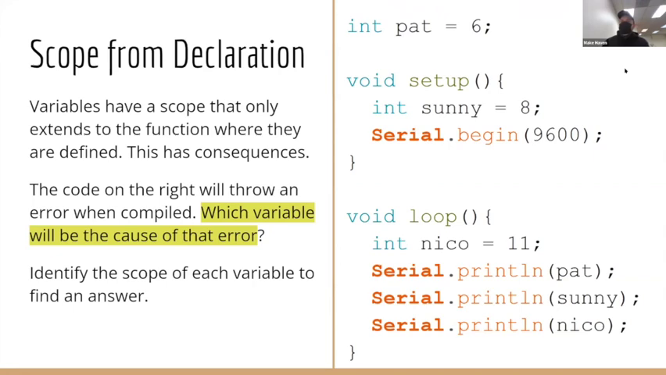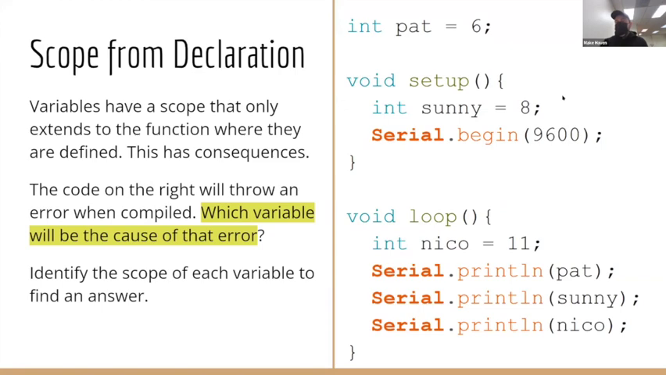These are all very human names. So Pat is the name of the variable, and its number is 6. Sunny is another name of a variable in our case, and its number is 8. And Nico is the third variable name in this list, and its value is 11. So in this program, we have Pat, Sunny, and Nico. Pat is defined here, Sunny is defined in the setup, and Nico is defined inside the loop.